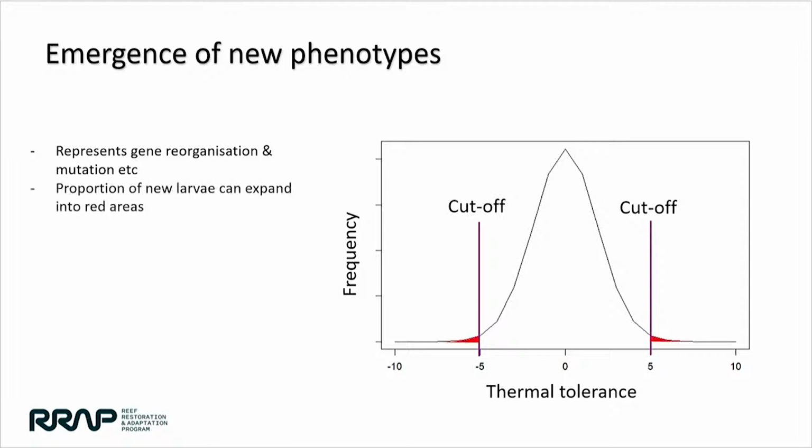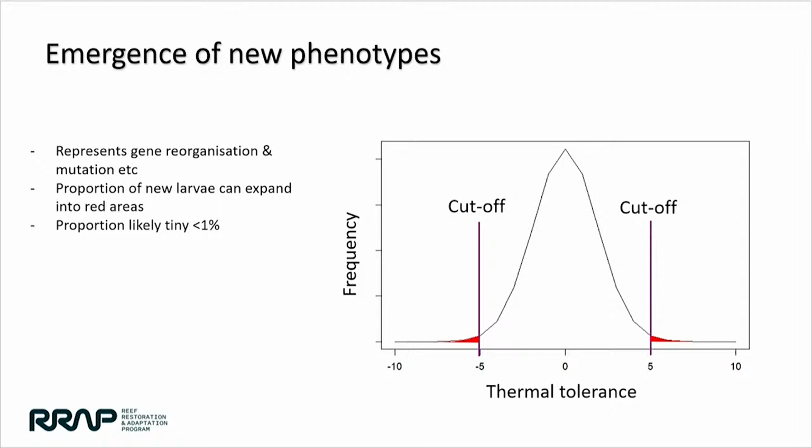And so what it means is we're going to have a proportion of the larvae that is independent of that process that we just talked about of selection and heritability. We're just allowing it to be somewhere in those red areas, so somewhere outside of that cutoff in that normal distribution. But that proportion is probably very small, so less than 1%.